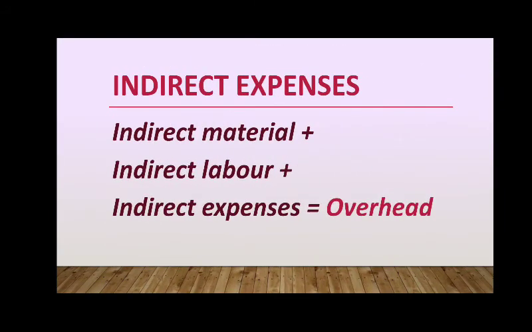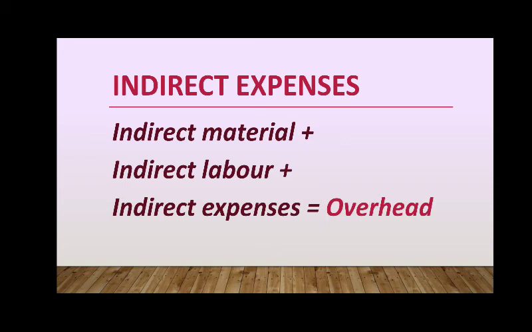Next we can see what comes under indirect expenses. First one is indirect material. It is the material which is required to produce a product, but it does not form part of the finished product. For example, in wooden furniture, the indirect material is nail. Next one is indirect labor. It refers to the amount which is paid to the workers who are indirectly engaged in the production of goods.